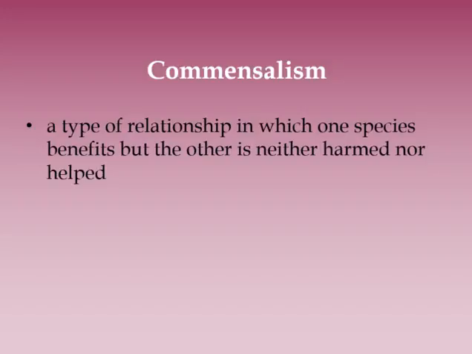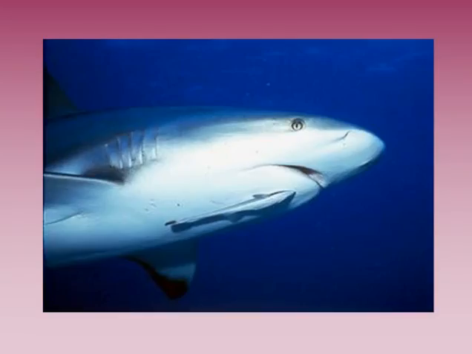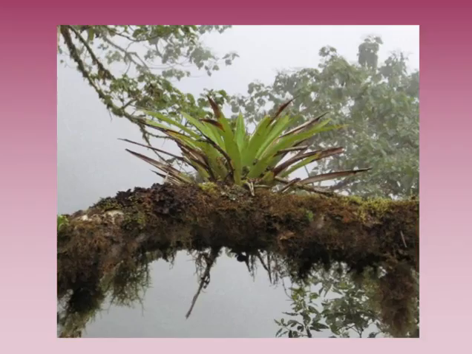Then there's commensalism. Commensalism is when one species benefits from the relationship, but the other species is neither benefited nor harmed, so they just don't care. It just doesn't matter to them. The shark and the remora are a good example. The shark could care less that the remora is there. The remora gets protection and the food scraps from the shark, and so it benefits.